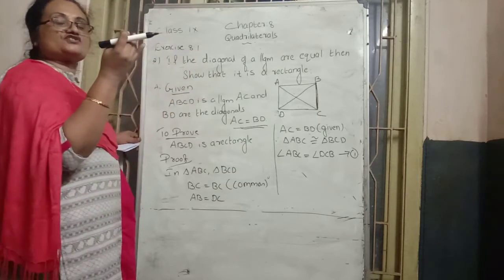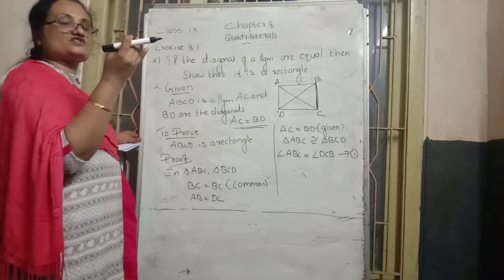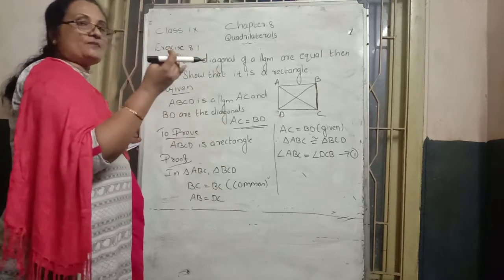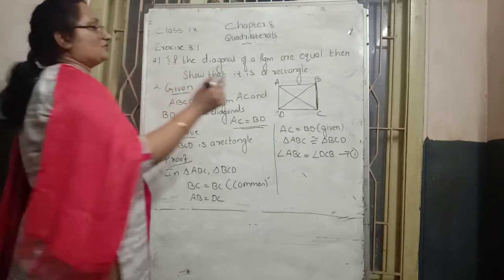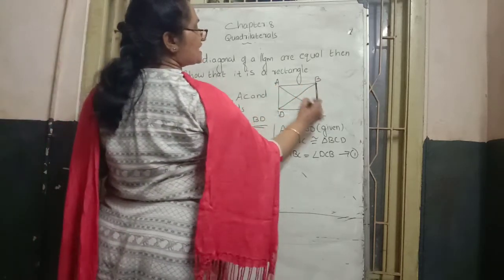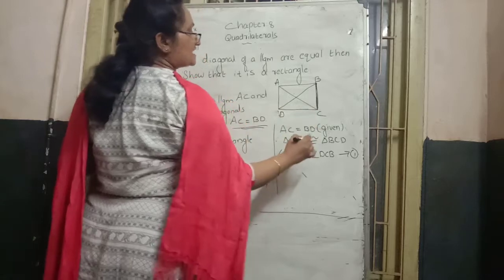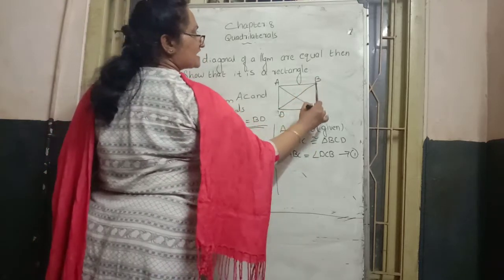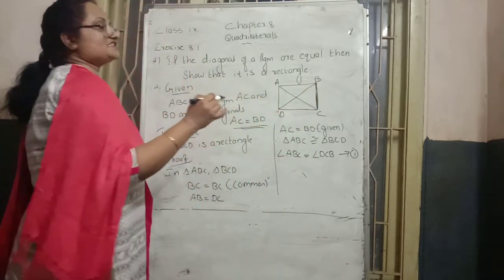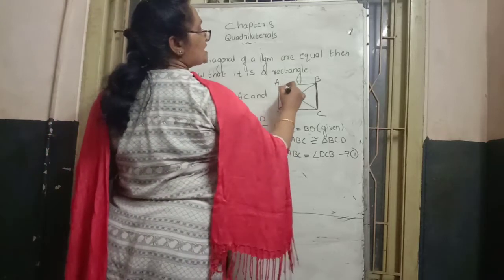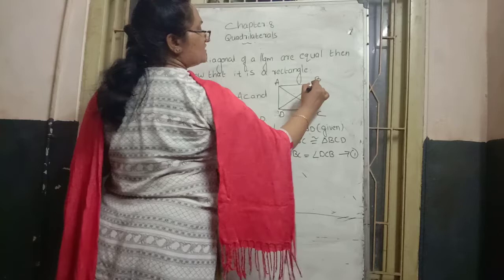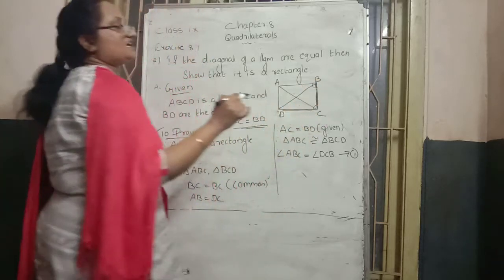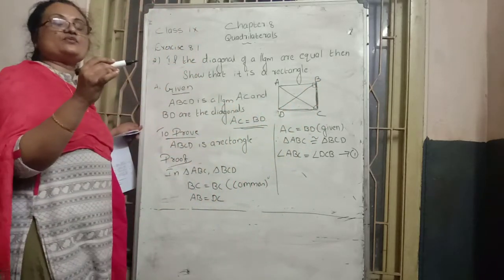Co-interior means angles on the same side of a transversal line. Vertically opposite angles, like we learned earlier. Here AB and DC are parallel lines cut by a transversal. Since the transversal cuts them, they make co-interior angles on the same side. That's why the B vertex and C vertex are angles on the same side.